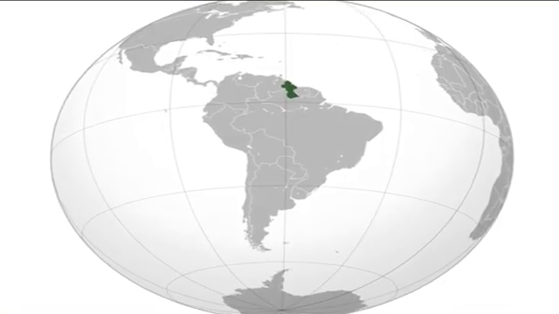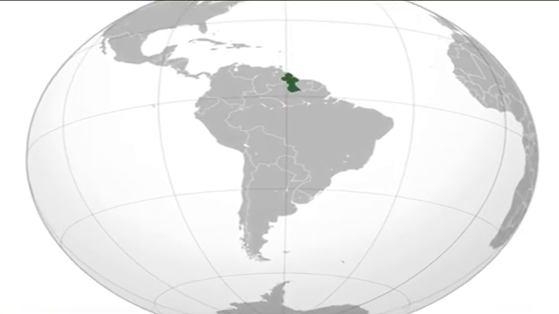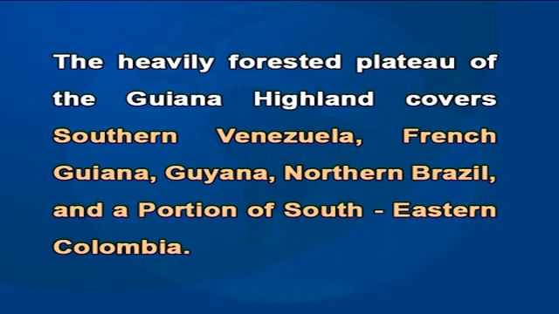The Guyana highlands are located between the Amazon and Orinoco rivers. The heavily forested plateau of the Guyana highlands covers southern Venezuela, French Guiana, Guyana, northern Brazil, and a portion of southeastern Colombia.